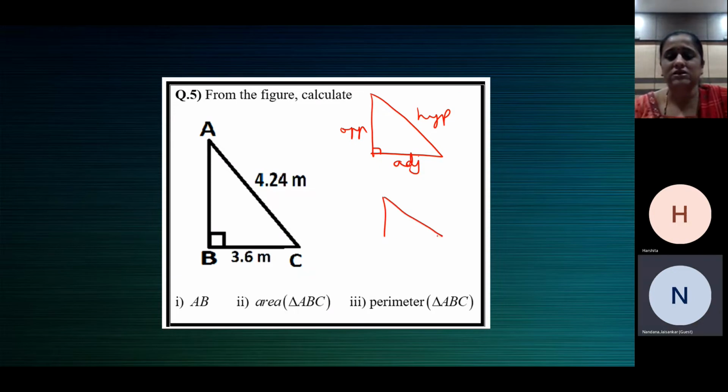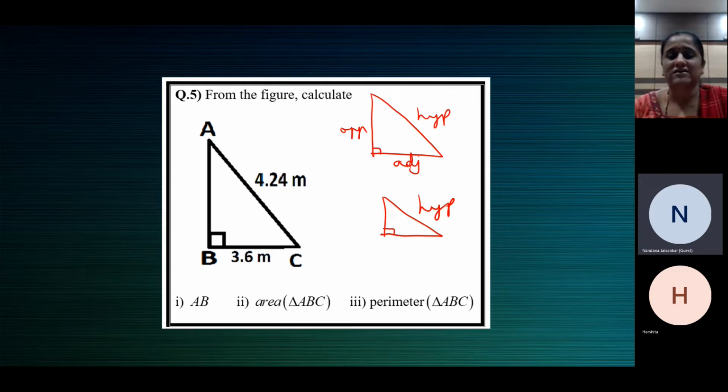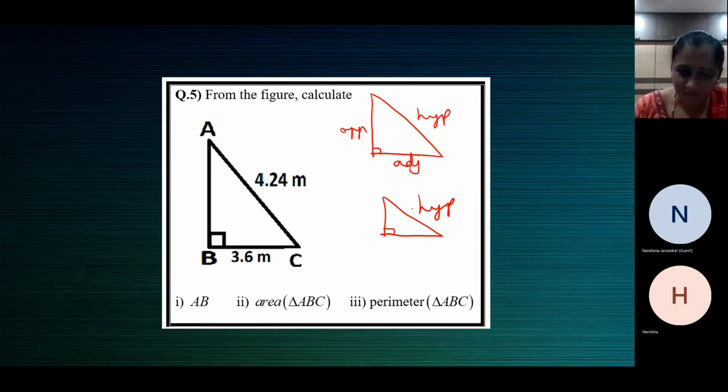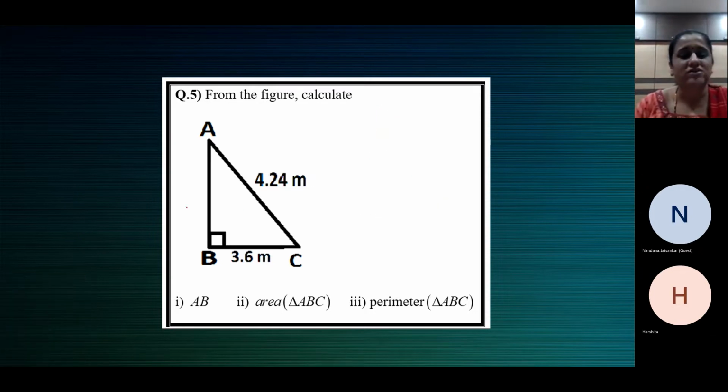Ma'am, there are schools where we wrote AB square plus BC square is equal to AC square. Very good. Yeah. So I'll tell you my justification for that. And we say perpendicular, this one is the perpendicular and this one is the base. This is fine. I'm not saying it's incorrect, but I'm saying we should learn to write it this way. Which way? When the triangle is named.